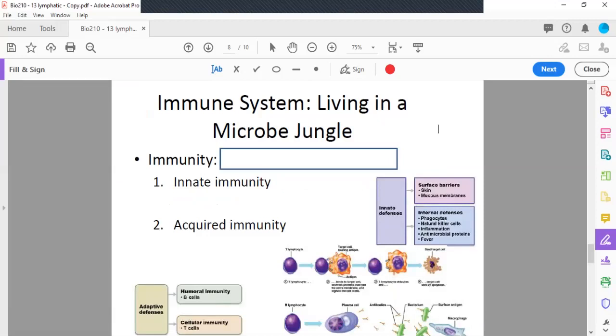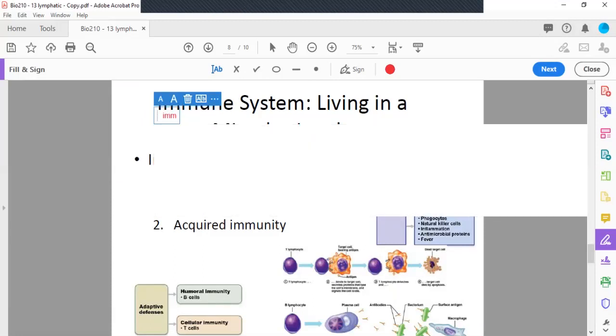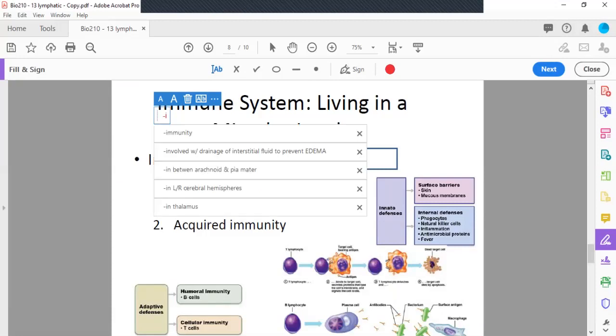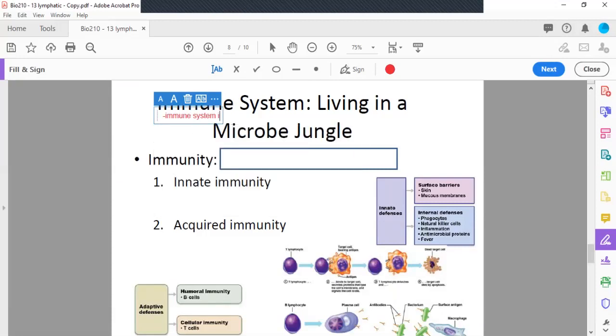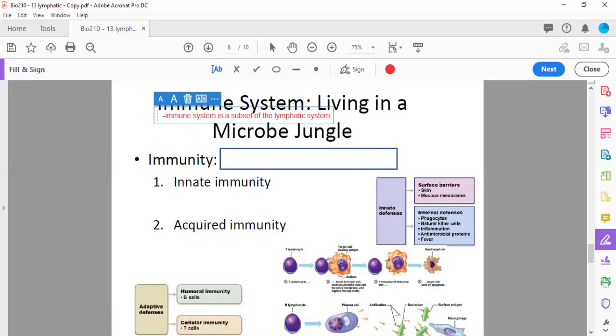And the reason why is the immune system is a subset of the lymphatic system. So often in anatomy, you study the lymphatic system, and in physiology, you study the immune system. Okay, that's just how it works. So when you think of the immune system, you examine the functional aspect of the lymphatic system.